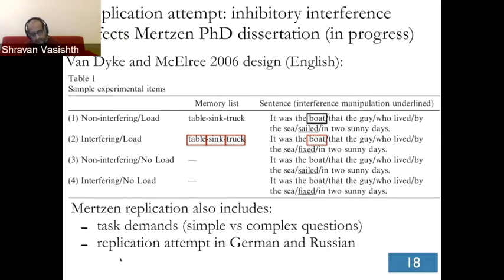Another thing that Daniela, my student, did is that she replicated the entire experiment in German and in Russian. The reason we did that was that we wanted to know if the inhibitory interference effect, the fan effect that Julie found in English, would be reproducible in languages like German and Russian, which have very rich case marking. These languages have very rich information on each word. So it is possible that the interference effect doesn't even show up in these languages. Nobody has ever tested that. So that's why we ran a parallel experiment in German and in Russian. Okay, so that's a very long introduction to the Van Dyke and McElree design.